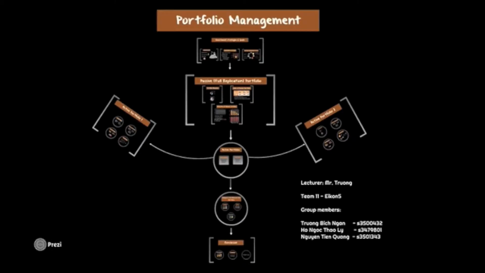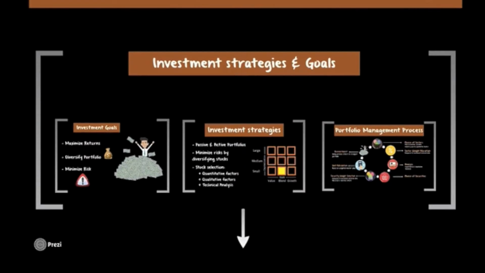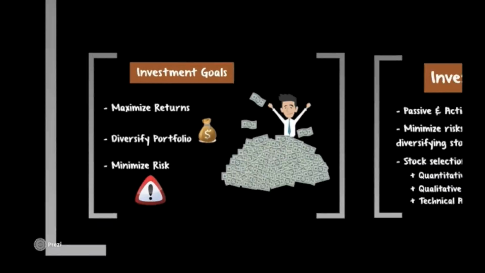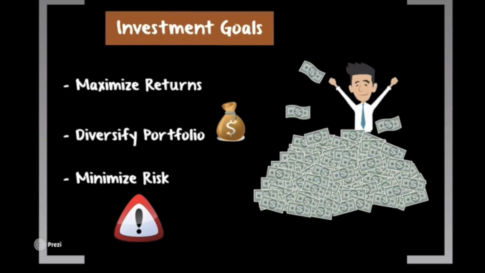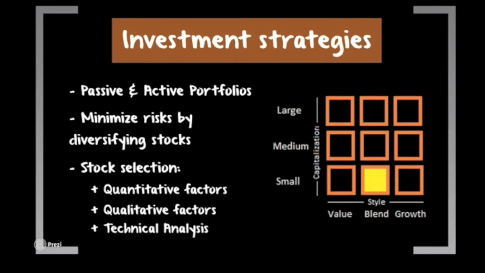Here are our investment strategies and goals. As we know, the most important objective of an investment or portfolio is to maximize its profit and minimize the risk, which can be achieved by diversifying portfolios. With the initial investment funds of 10 billion Vietnam dong, we have chosen the small blend strategy to manage our portfolios because it is the combination of value and growth strategies, so we can minimize or avoid certain kinds of risks from the two strategies.